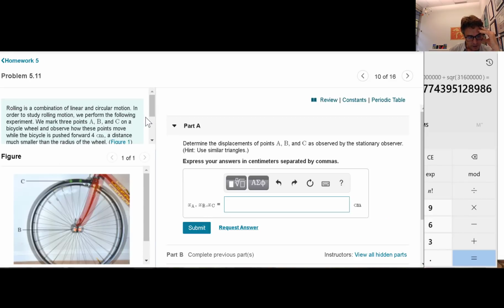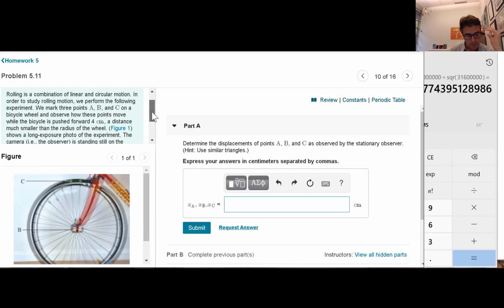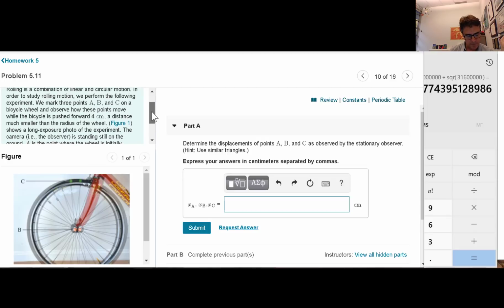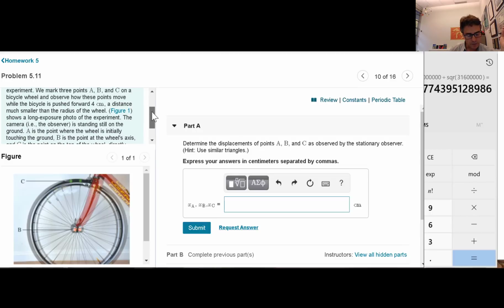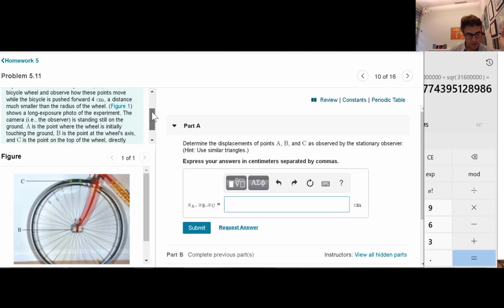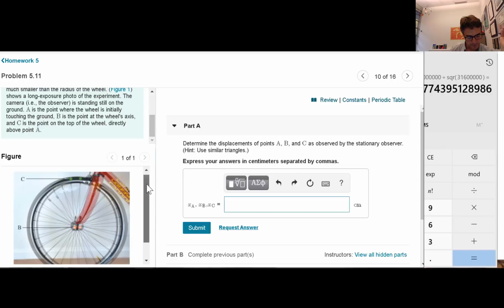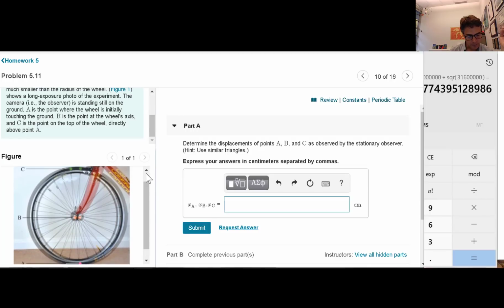Rolling is a combination of linear and circular motion. In order to study rolling motion, we perform the following experiment. We mark 3 points, A, B, and C, on a bicycle wheel and observe how these points move, while the bicycle is pushed forward 4 centimeters, a distance much smaller than the radius of the wheel. Figure 1. Okay, rolling without slipping.